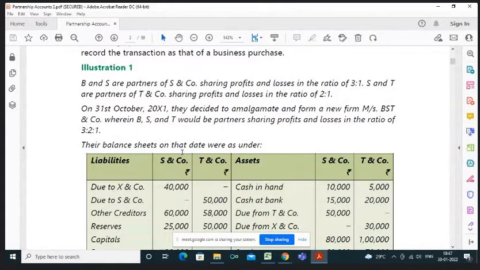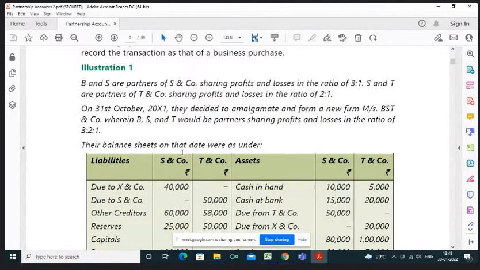So, Mr. S is a common partner in both the firms, S and Co as well as T and Co. Maybe because of this relationship, they want to amalgamate these 2 firms. What is the name they want to have? The name is BST and Co. This will be called a new firm. And they have chosen their profit and loss sharing ratio.